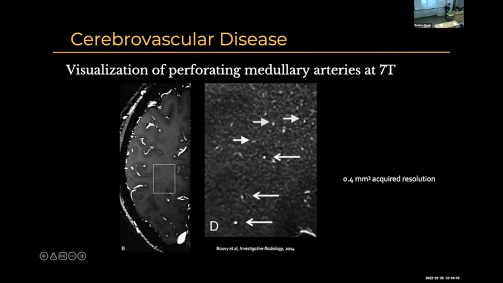But these are thought to be important because they might constitute the main pathway of the so-called lymphatic system, which has recently become very important and popular in the neurodegenerative disease field because it's thought to be responsible for clearance of waste products.